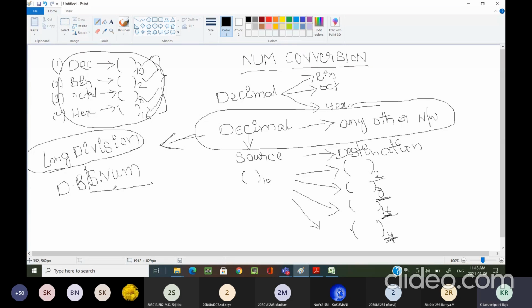We are taking the source number. This is my source number. While doing the problems, definitely you will get a clear understanding. I want to divide the source number with the destination base. DB means the destination base. Am I clear, everyone? Yes, sir.